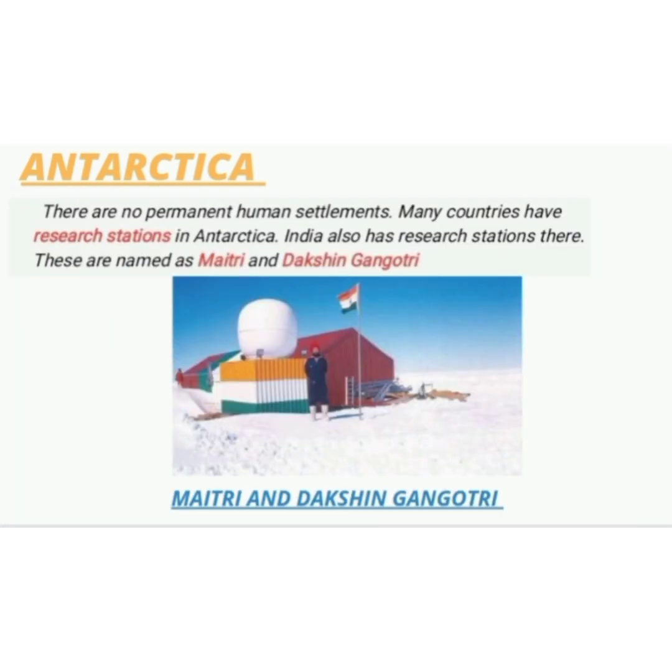There are no permanent human settlements because of the unfavorable conditions to survive. And many countries have their research stations in Antarctica. India also has research stations there, and their names are Maitri and Dakshin Gangotri.